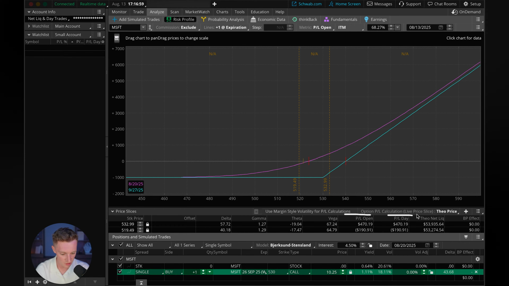And then we've also got our theoretical net liquidity of our account, right? So we can see what our account balance would be if we're right and if we're wrong. So if we're right, we're going to make $470, okay? So on August 20th, if we hit 532.99 per share on Microsoft, our option contract, right, our position is going to be worth $430 on the open. And on that day, we can also see what the P&L day would look like.